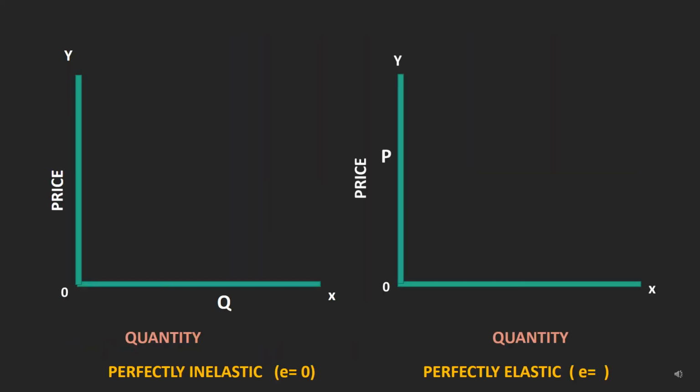Now, perfectly inelastic and perfectly elastic demand we will see on a graph. Change in price doesn't affect the quantity demanded of the good, so that is perfectly inelastic demand. In perfectly inelastic demand, the demand curve is a vertical line. So this is our vertical line. And in perfectly elastic demand, a smaller change in price would cause the buyers to buy all they want or to shift to another product. So the demand curve is a horizontal line. This is our horizontal line.